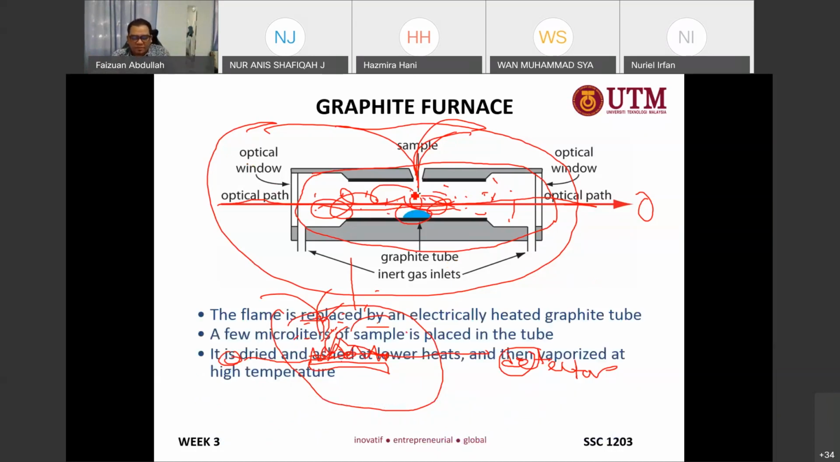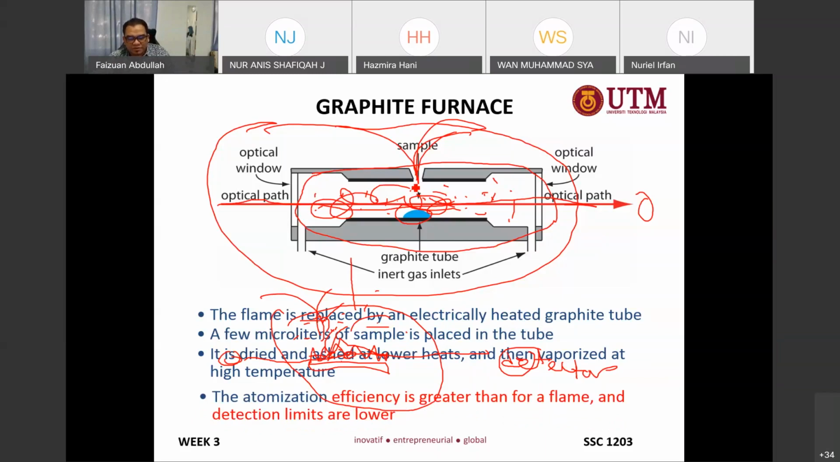The flame is replaced by an electrically heated graphite tube. A few microliters of sample is placed in the tube. It is dried and ashed at lower heat and then vaporized at high temperature. The atomization efficiency is greater than for a flame, and detection limits are lower. Meaning that if the detection limits are lower, we can detect at a very low concentration.